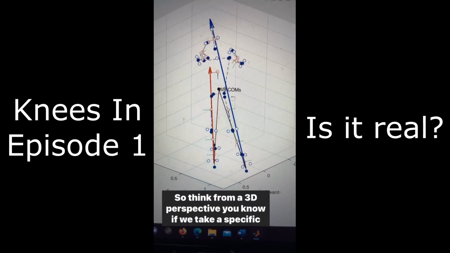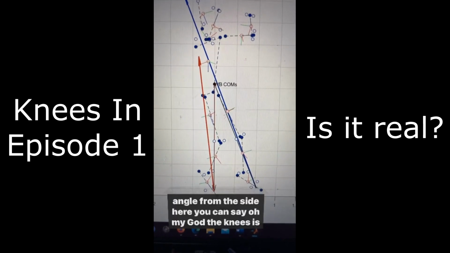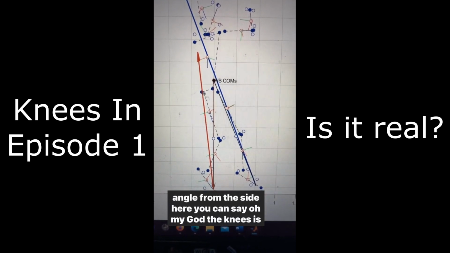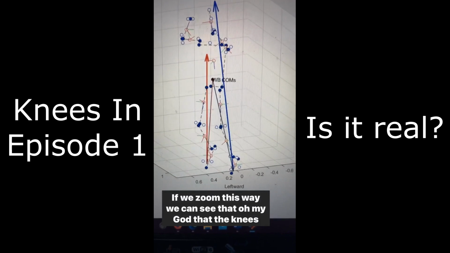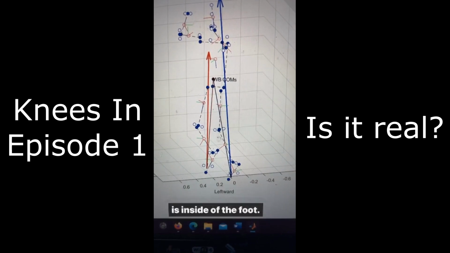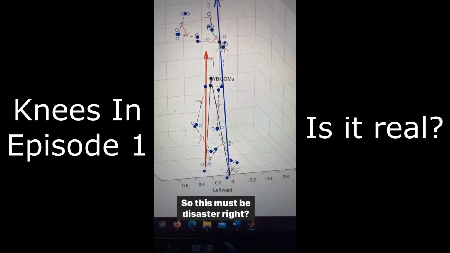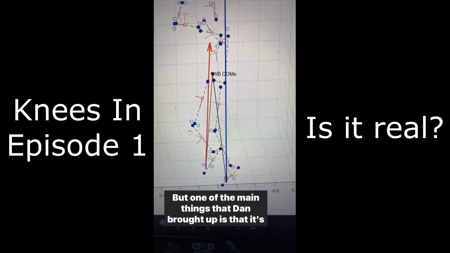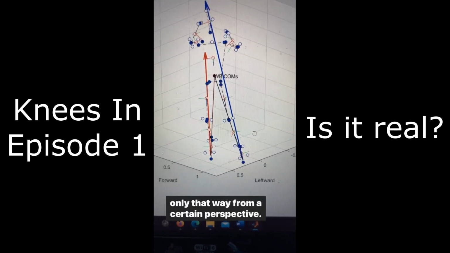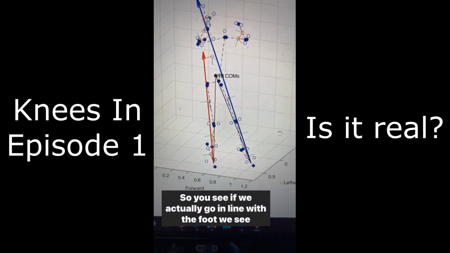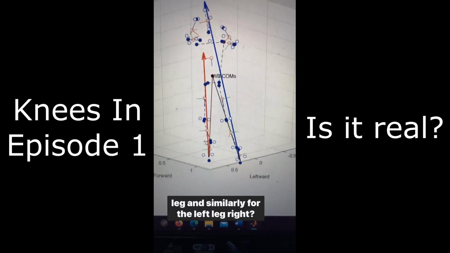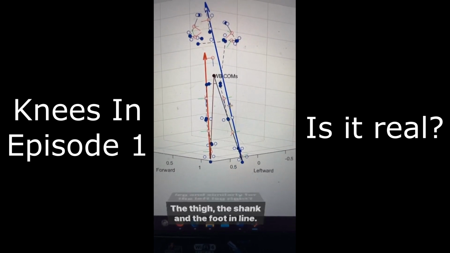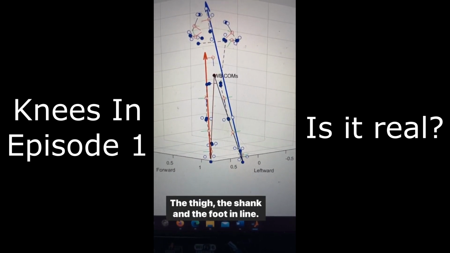So think from a 3D perspective, if we take a specific angle from the side here, you can say, oh my god, the knee is inside of the foot. And if we zoom this way, we can see that, oh my god, the knee is inside of the foot. So this must be disaster, right? But one of the main things that Dan brought up is that it's only that way from a certain perspective. So you see, if we actually go in line with the foot, we see everything's actually nicely lined up here for the right leg. And similarly for the left leg, right? The thigh, the shank, and the foot in line.